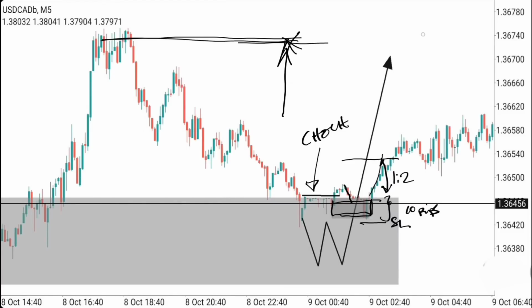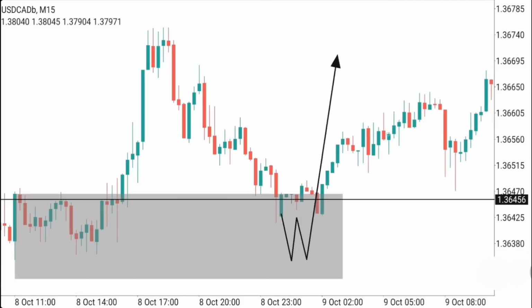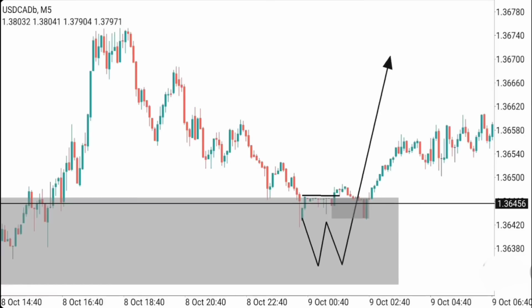So that is actually it. You can see here, price smashed it. Price smashed that point. So that is for a bullish scenario.